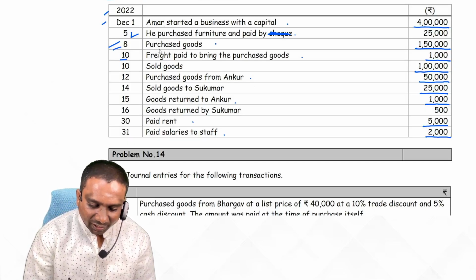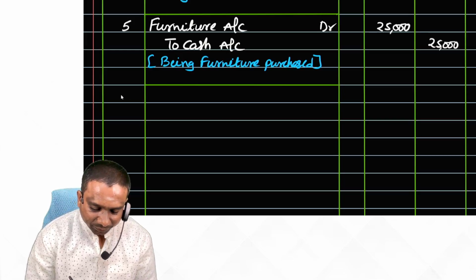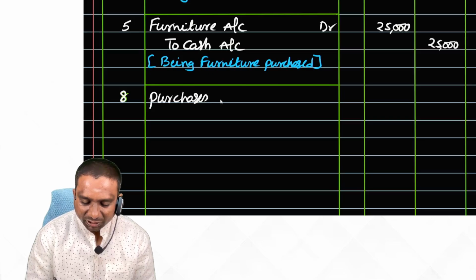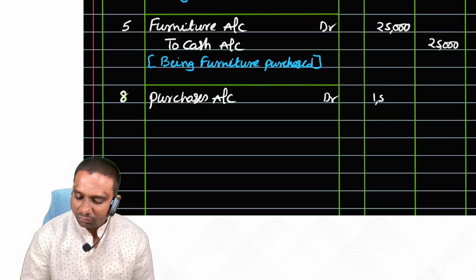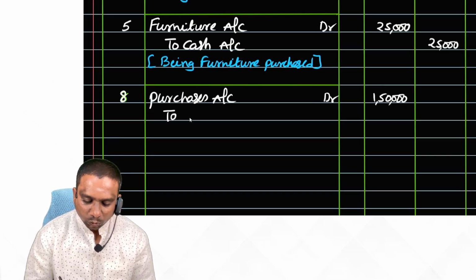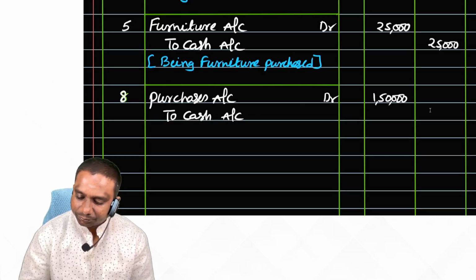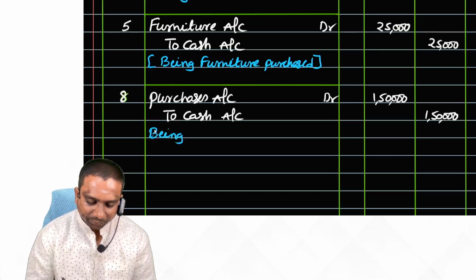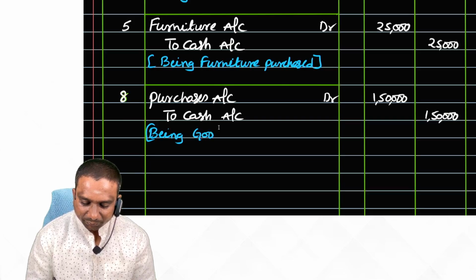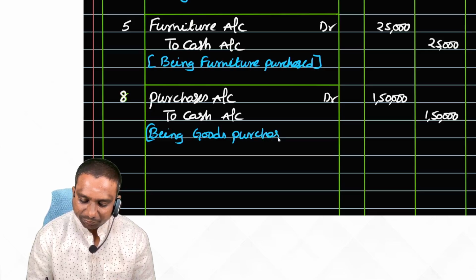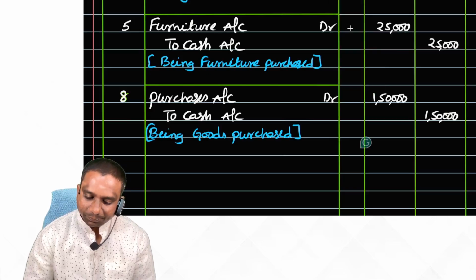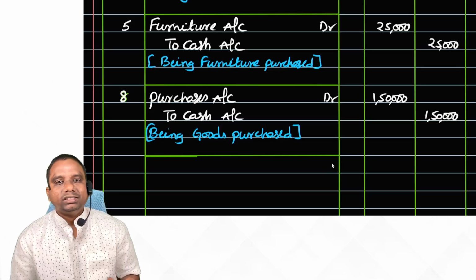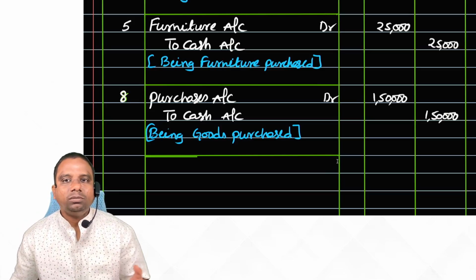Next transaction, 8th date. Purchased goods 1,50,000. What is the entry we record? Purchases account debit, how much? 1 lakh 50 thousand, to cash account, 1,50,000. Being goods purchased. Yes or no, students? Yes. So you do one thing. While you are writing, just read the entry and write, so that it will become a habit.